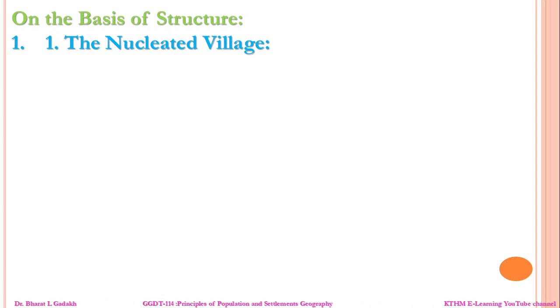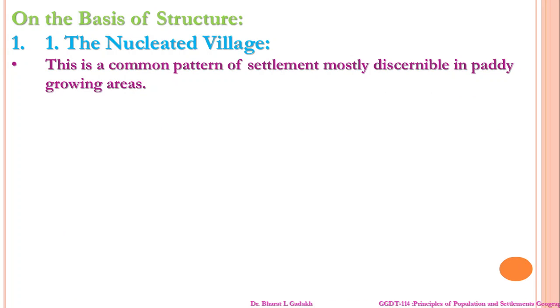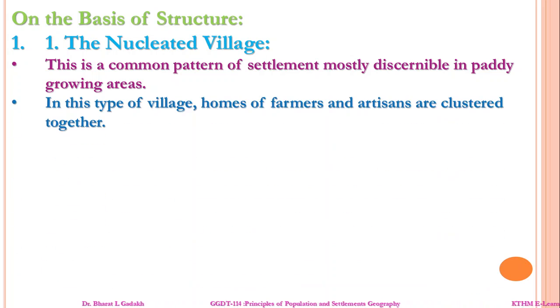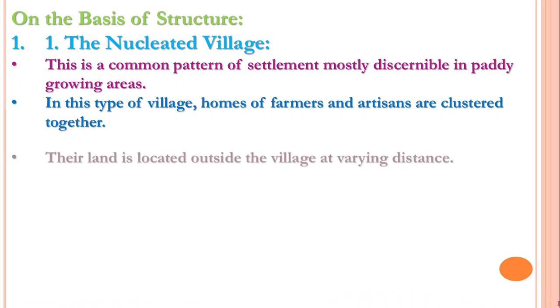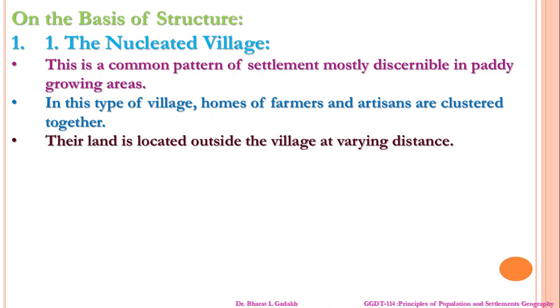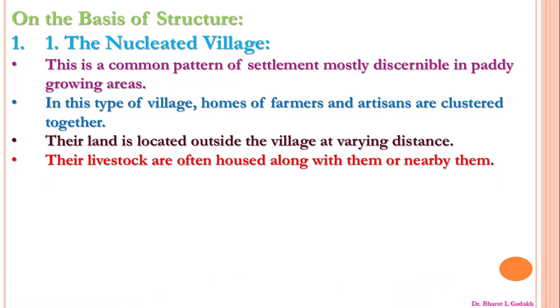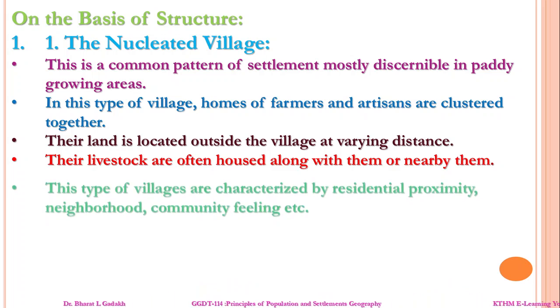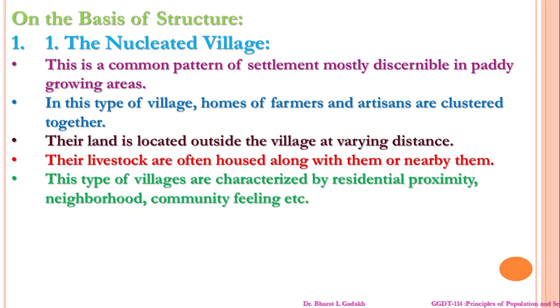First, nucleated villages. This is the common pattern of settlement, mostly found in paddy-growing areas. In these villages, homes and farmers are clustered together. The land is located outside the village at varying distances. Their livestock are often housed along with them and nearby. These are some characteristics of nucleated villages. This type of village is characterized by residential proximity, neighborhood and community feeling.